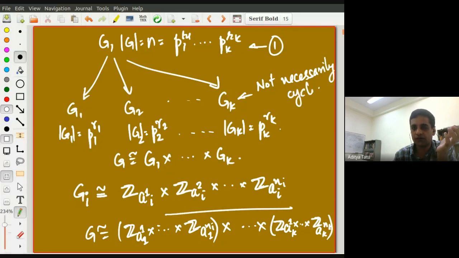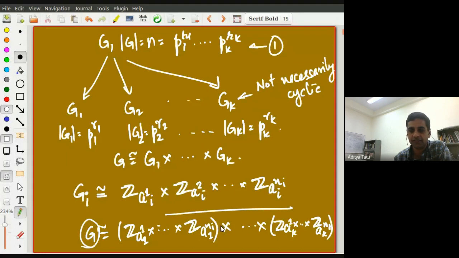If these were all cyclic, then we are done, but they may not be cyclic. Then let's take each of these groups, Gi, i going from 1 to k. We will show that each of these constituent groups is isomorphic to some product of cyclic groups. Once we show that, since this is true for each of these constituent groups, it is also true for the original group G.